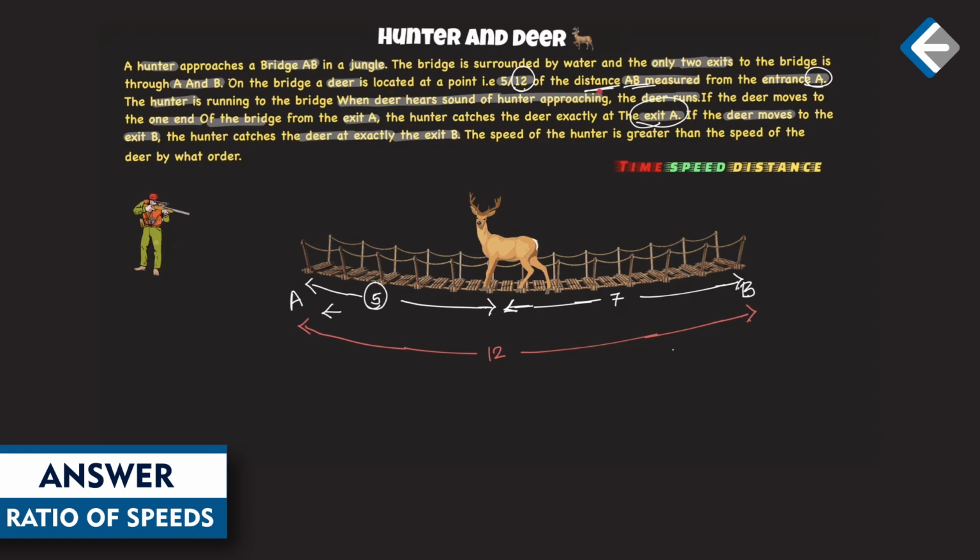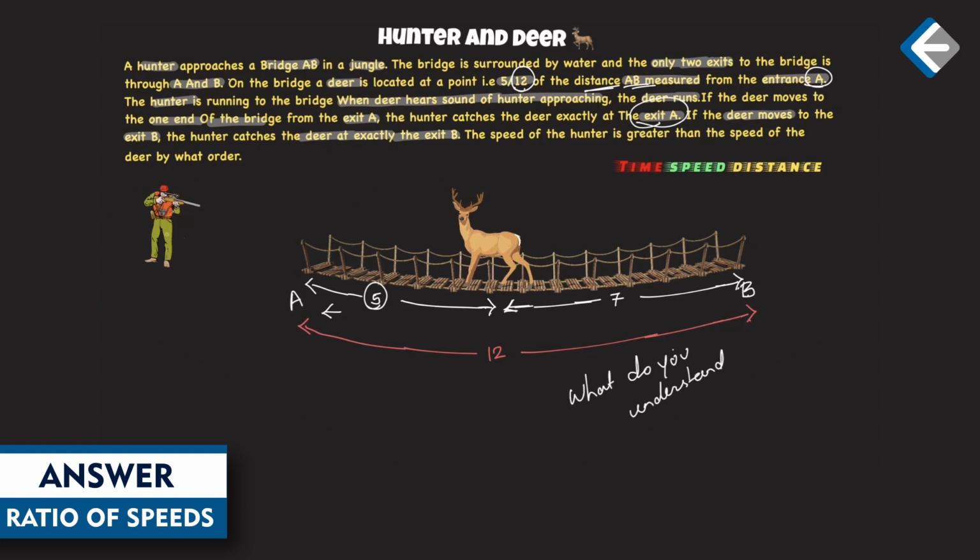We know the scenario of the problem. A deer is located at a distance of 5 from A and 7 from B, and the hunter is trying to approach the deer. When the deer hears the sound of the hunter, it tries to exit through A, but then the hunter catches the deer at A. So what do we understand from the first scenario that is given to us? That the hunter is catching the deer at A.